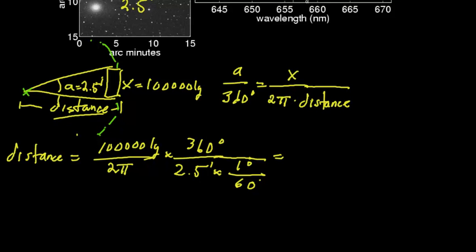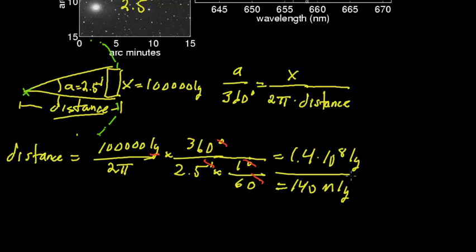Notice the units: the arc minutes cancel arc minutes, degrees cancel with degrees, and we are left with light years here. So the result is going to be in light years, and I get 1.4 times 10 to the 8 light years, which is the same as saying 140 mega light years away. So that's our distance to this object. Again, a ghastly distance. It's very, very far.